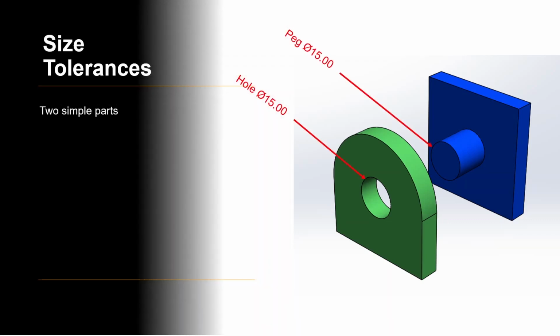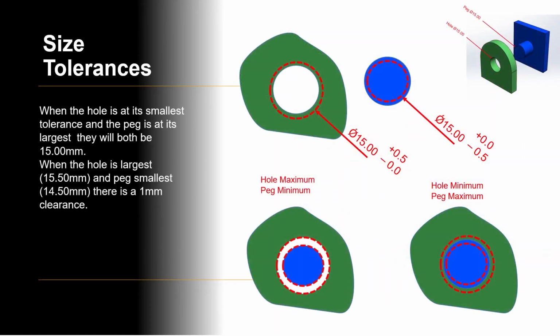So for example, in these 2 very simple parts, we have a plate with a peg on it and we have another plate with a hole. Now ultimately we want the peg and the hole to be 15 millimeters in diameter. But as we've discovered, we can't just specify 15 millimeters because there will be a tolerance and it will vary from 15 millimeters. We need to calculate what happens when the peg is at its largest and it's at its smallest, and when the hole is at its largest and its smallest. So obviously the peg can't be larger than the hole or it won't fit.